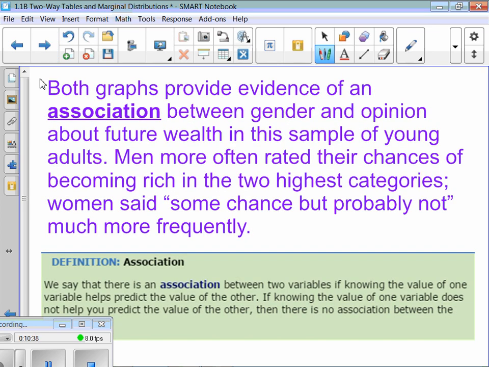All right, association is another important word for the day. So both graphs provide evidence of an association. You'll be asked questions like, is there an association between gender and opinion about future wealth in this sample of young adults? And you would say, yes, there is an association. It seems like men believe in themselves a little bit more, according to this survey, okay? And so you would say yes.